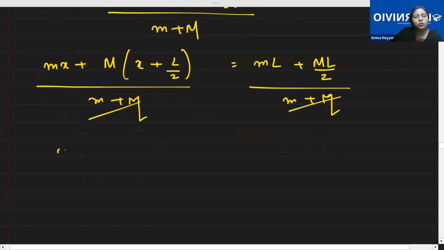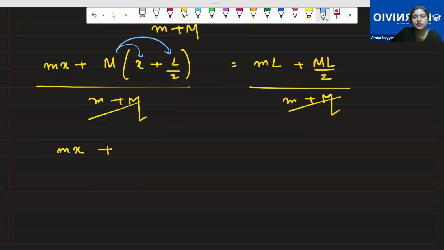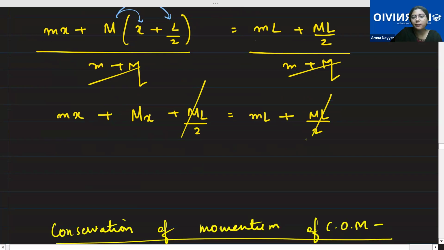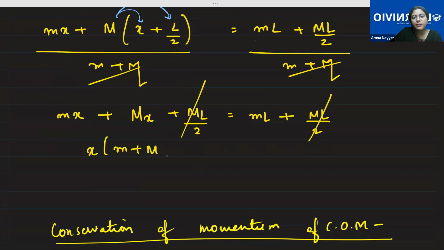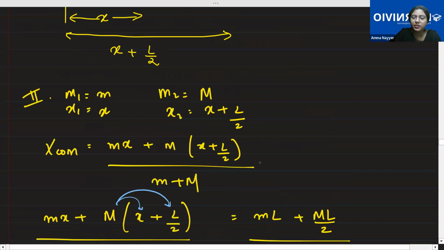Let's open it up. So we will get mx plus, when you multiply this inside with this, we'll get Mx plus ML by 2 equal to, this is ml plus ML by 2. See, ML by 2 will be cancelled. From here, x can be taken common. That will be small m plus capital M, equal to ml. So what's the value of x? ml divided by small m plus capital M. This is the separation to which the plank has shifted.